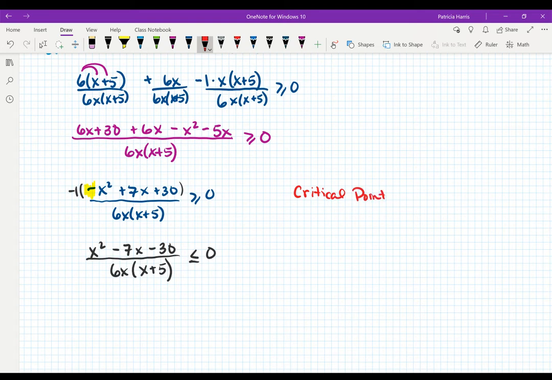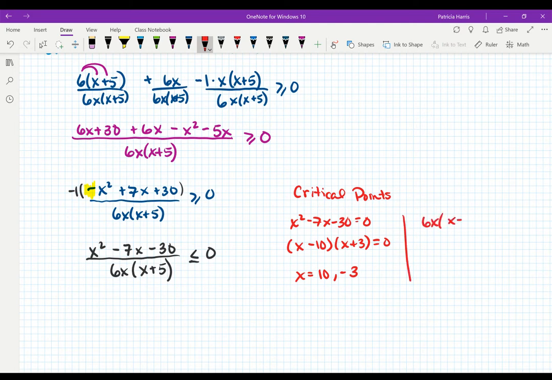So again, critical points are where the numerator and the denominator equal 0. So x squared minus 7x minus 30. Thankfully that factors. Check that out. So x is equal to 10 and negative 3. All right. Now, let's do the denominator. Now that's already factored.